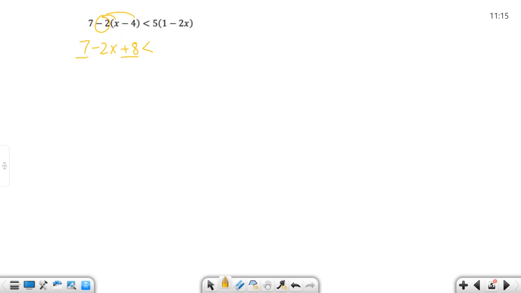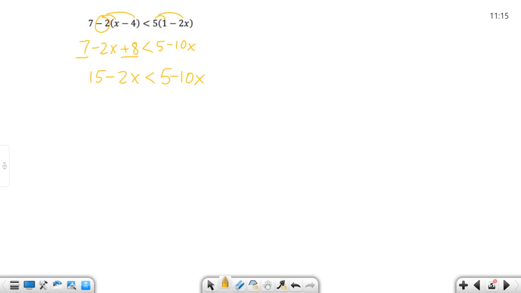So this is going to be, if you want to, 15 minus 2x less than, or you could put negative 2x plus 15. It's the same thing. So 15 minus 2x or negative 2x plus 15 less than. Now that left-hand side is now simplified. Let's simplify the right-hand side. So I'm going to distribute the 5. 5 minus 10x. And you can't do anything else with it, so just bring it down. 5 minus 10x.